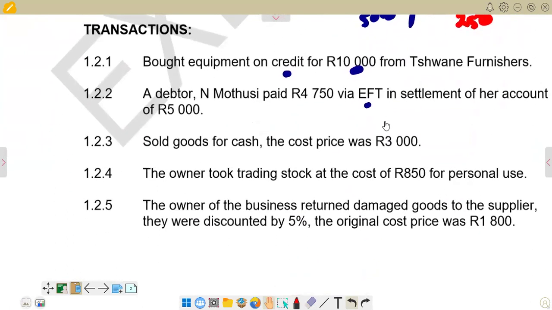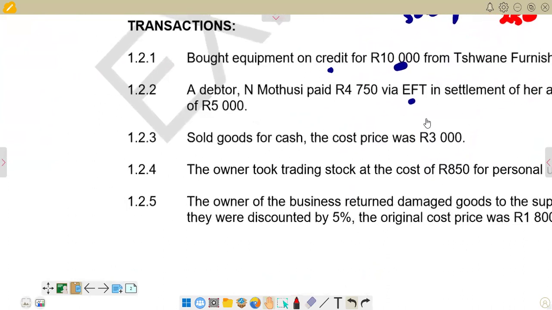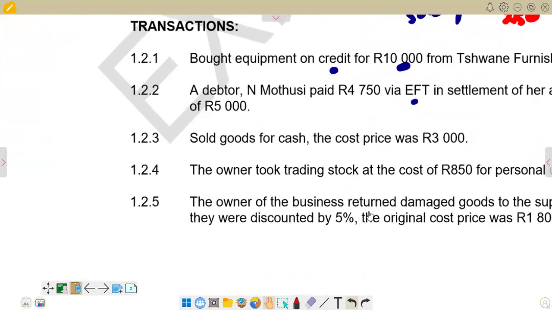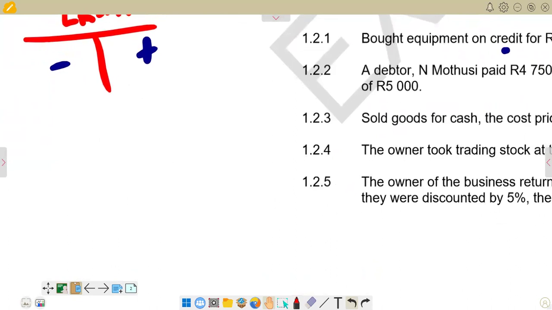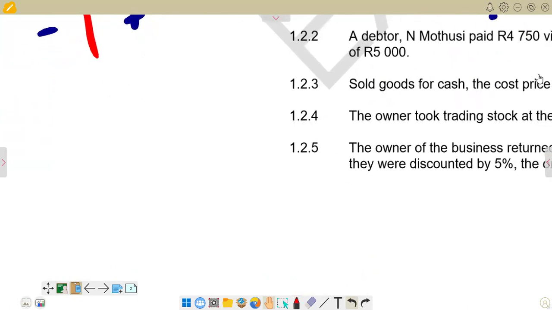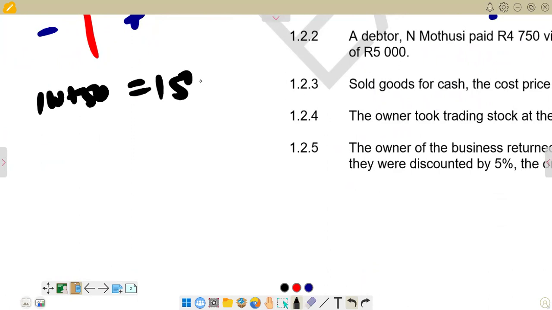Remember, when we are selling goods, we sell them at selling price, not at cost price. So what we are going to do is make a proportional change in terms of our 3,000 so that we get our selling price. So basically, if you multiply 3,000 by 1.5, remember our markup, our cost price is 100%. When you add 50%, it gives you the selling price, which is 150%.